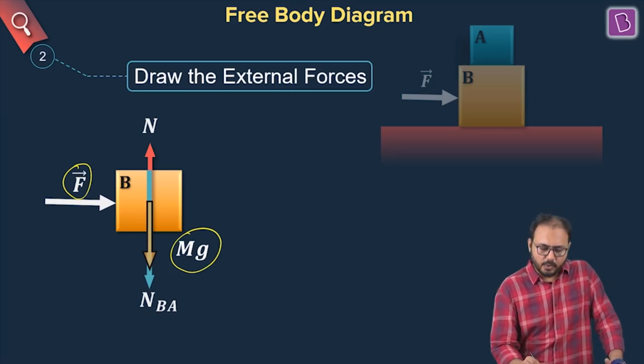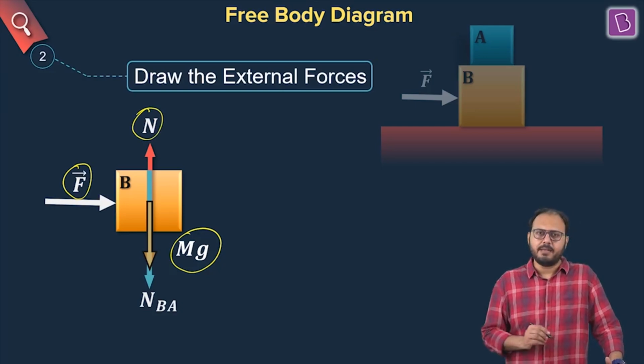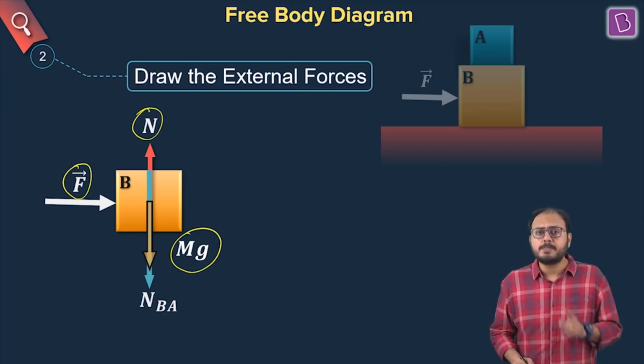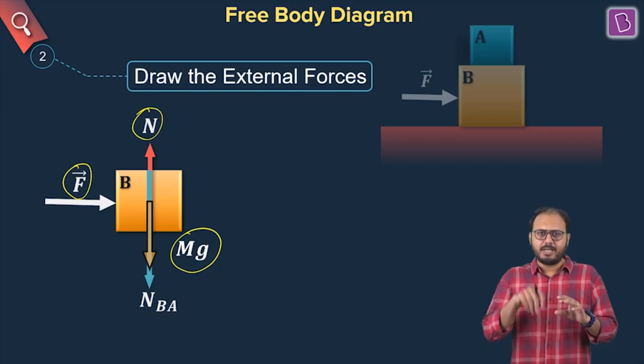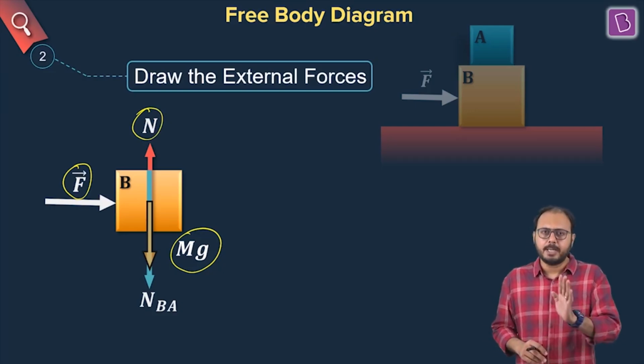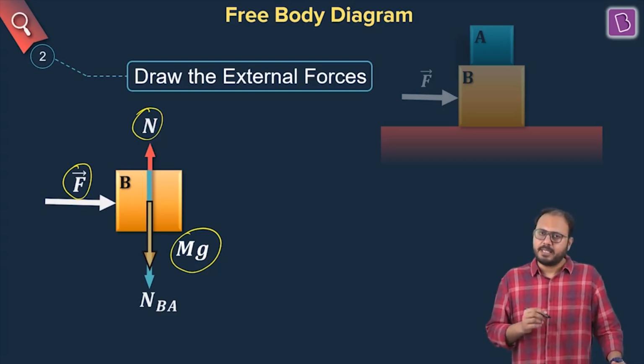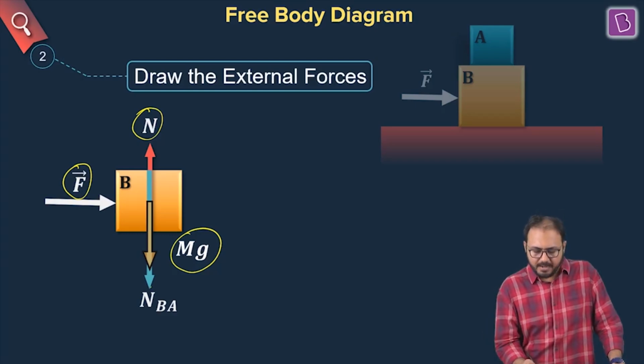Is B in contact with ground below or not? Yes, sir. So a normal reaction N, which is from ground, will act upwards. Sir, why upwards? Pushing. B pushes ground down. Ground pushes B up. Perfect. Are A and B in contact? Yes, sir. A pushes B down. B pushes A up. N_BA.